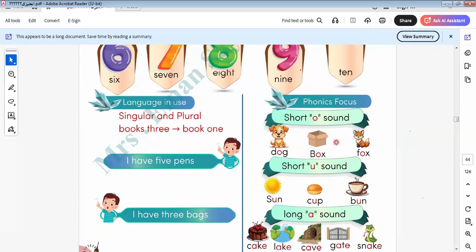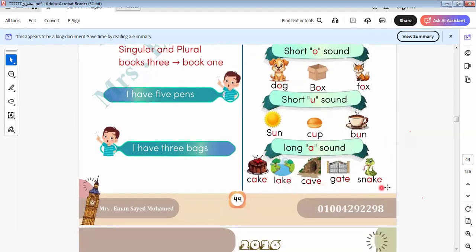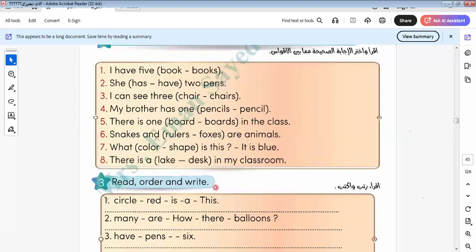We know the short vowel and long vowel, like dog, box, fox. Here we have long vowel like cake, lake, cave, gate, and snake. Let's do this exercise together. Here is cave. Here is sun. Here is gate. Here is fox. Let's continue the rest of the exercise here.